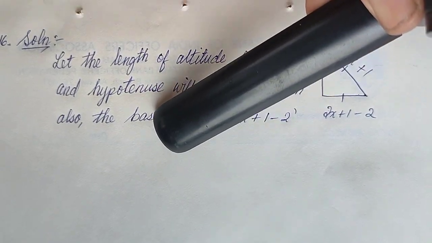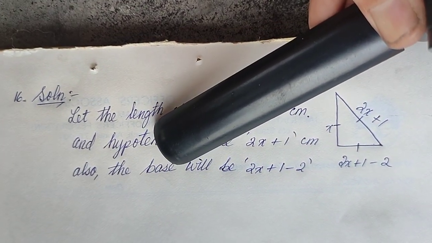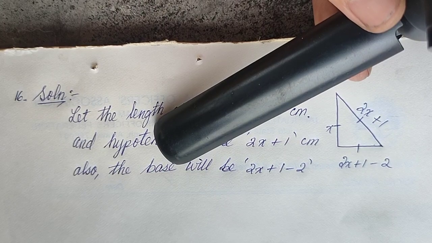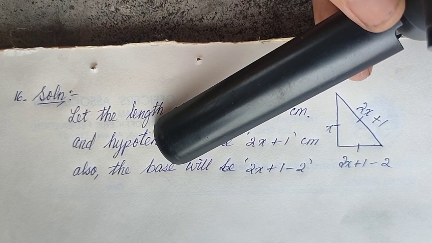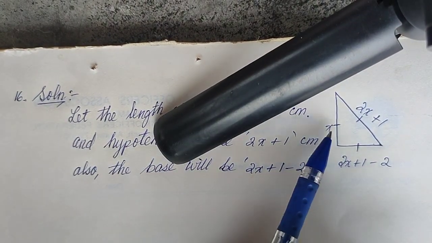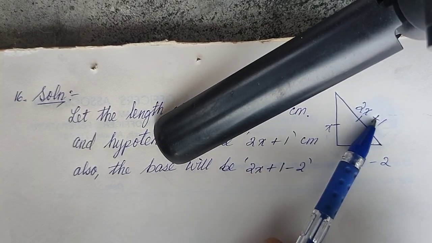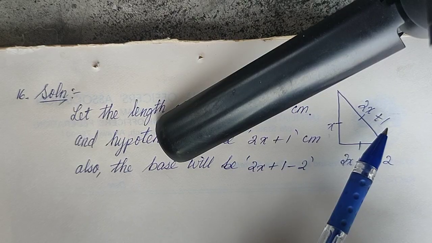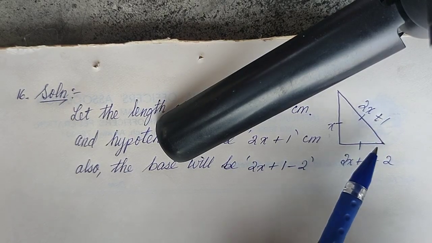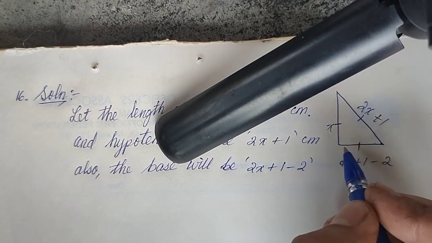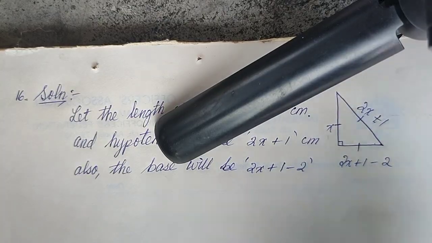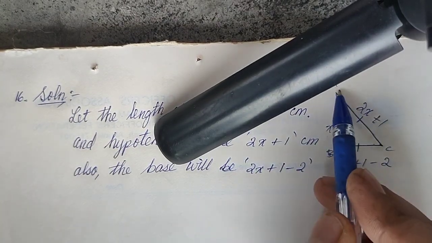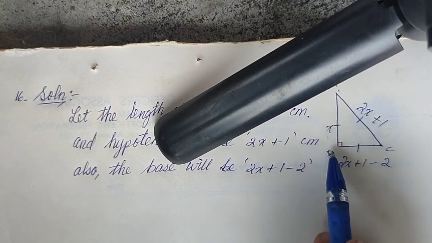Now the question says: find the length of each side of the triangle. Since it is a right angle triangle, we use the Pythagoras theorem. In triangle ABC, AC square is equal to AB square plus BC square.